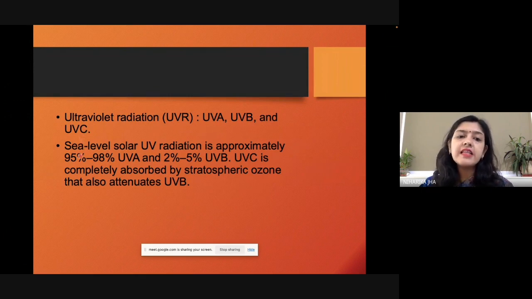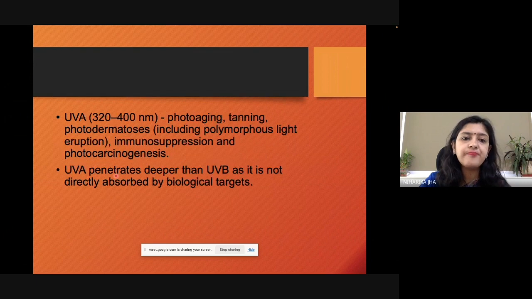If we talk about the sea level, at sea level, approximately 95 to 98% of UVA is received, and only about 2 to 5% of UVB is received. It is assumed that the ozone layer attenuates the maximum amount of UVB and it completely absorbs the UVC radiation. But as and when the ozone layer gets depleted, more UVB and UVC will be received at the sea level. But as of now, around 95 to 98% of UVA and only about 2 to 5% of UVB reaches the earth. Basically, we are making a measurement at the sea level.